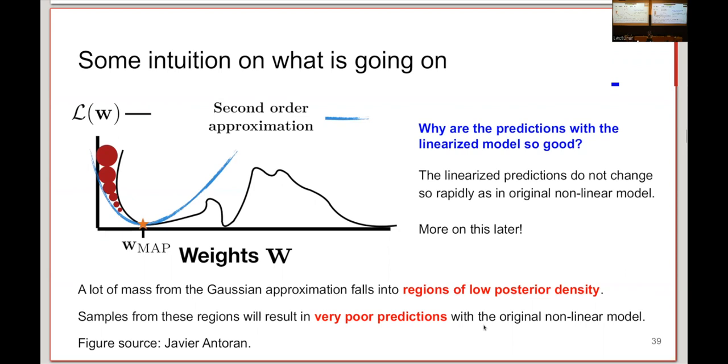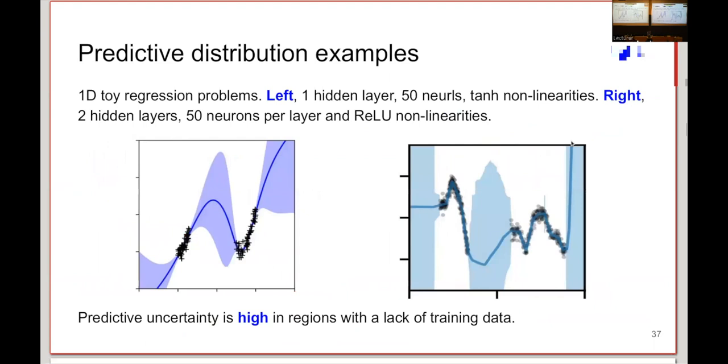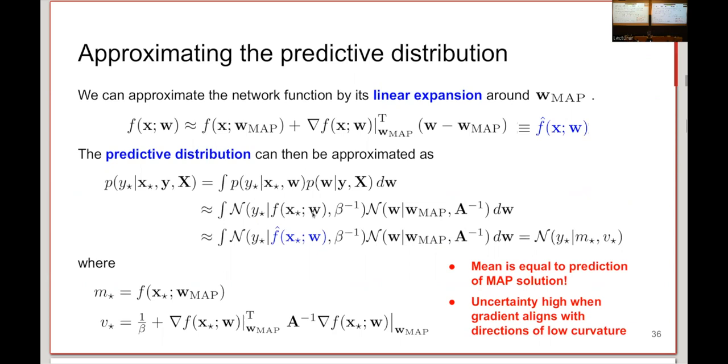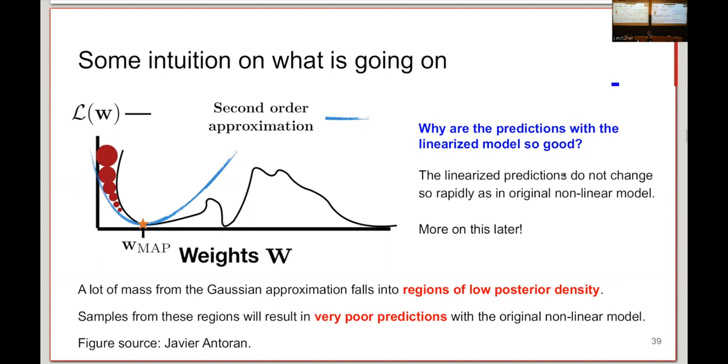Why is the model with a linearized approximation working better? Why is using this linearization to make predictions working better? What happens now is the linearized model doesn't change abruptly. It's just a linear model. It has the least possible amount of variation. If you think about fitting just this term here, you're just fitting it with a linear model. That's going to be just an approximation to the true likelihood, but that changes very smoothly. It's just a straight linear model. The linearized predictions don't change as rapidly as the predictions of the original neural network, and that's going to make the predictions work better. This is some intuition, but we're going to see later more justification for why using this Laplace approximation with this linearization for predictions is a good idea.